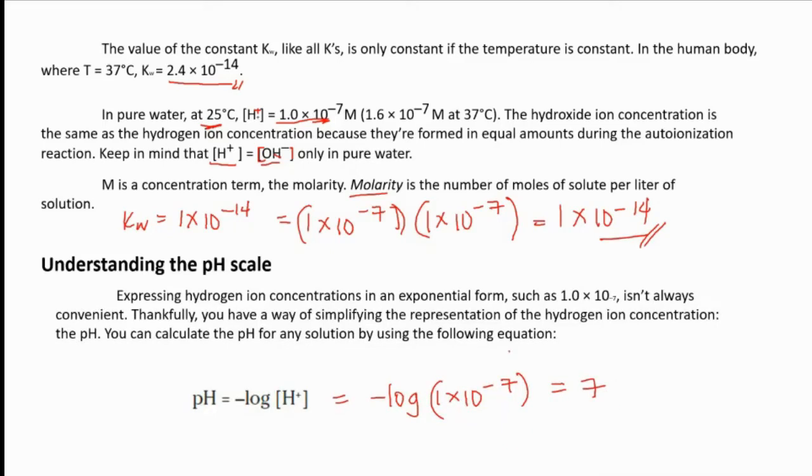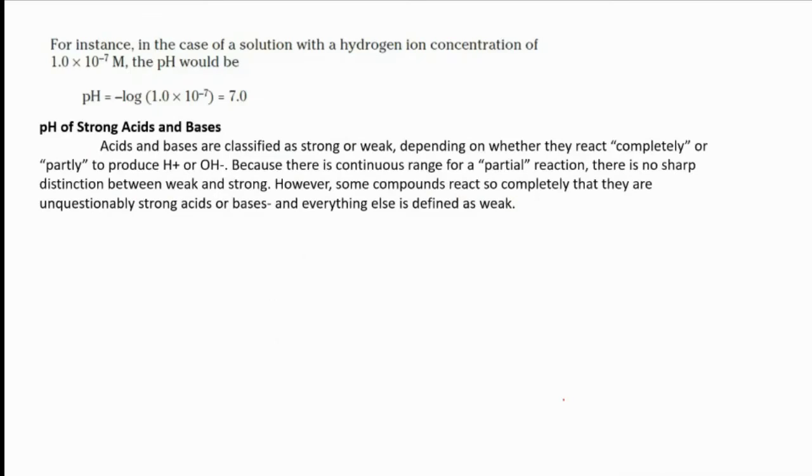So, yan. Kaya din, the pH of water or pure water at 25 degrees is equal to 7. Kasi na-derive yan from the formula of the pH, which is equal to the negative log of 1 times 10 raised to negative 7, which is equal to 7, which is a neutral pH. Okay? Ayan.